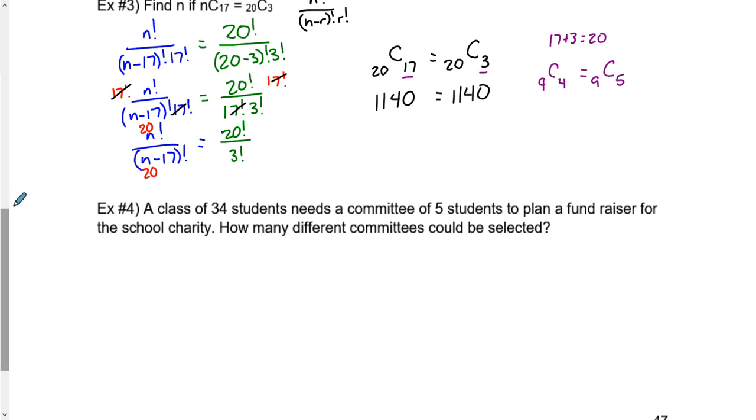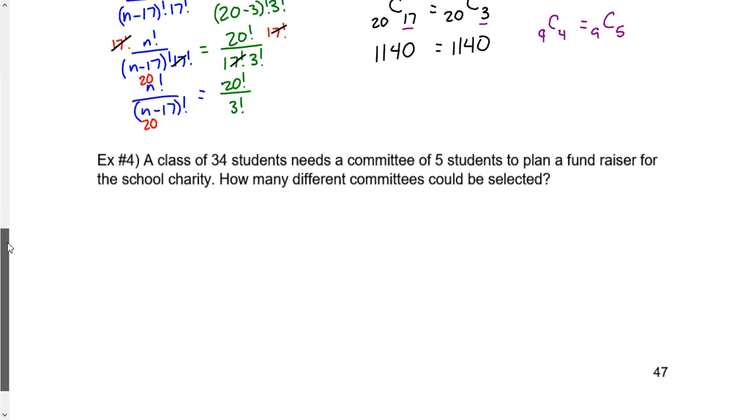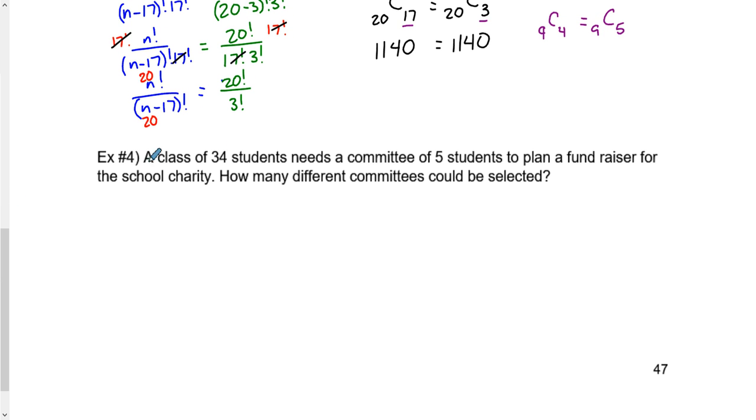Right. So it's kind of a little thing that we might use a little bit later on, might not. Just going to help us with a few things. A class of 34 students needs a committee of 5 students to plan a fundraiser. How many different committees can be selected?